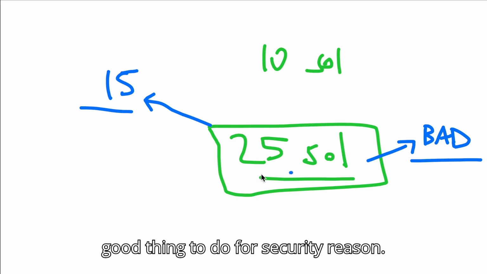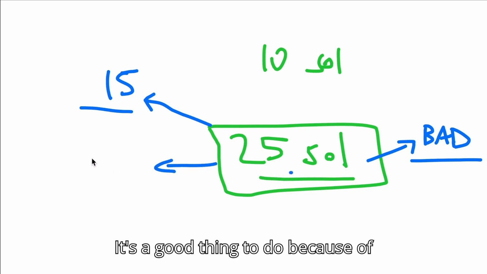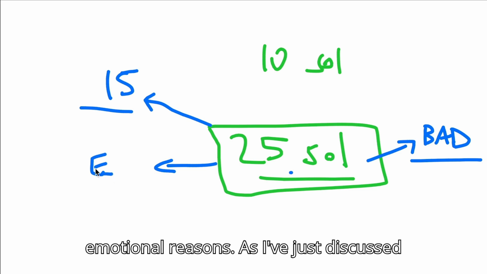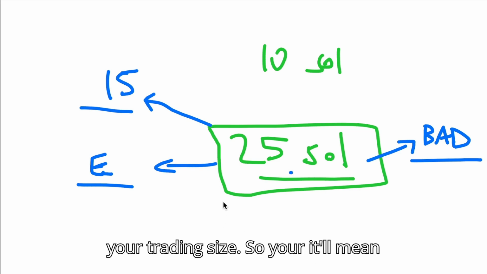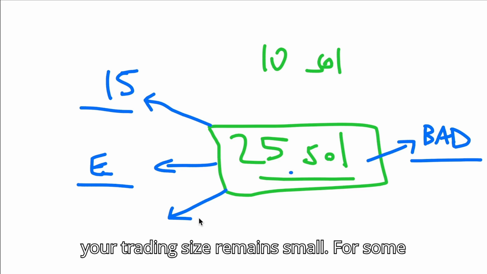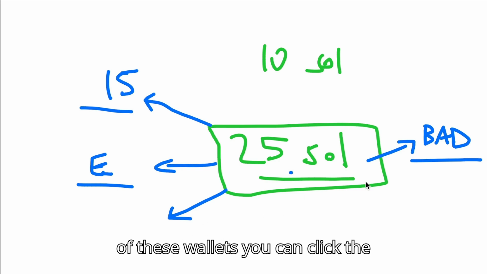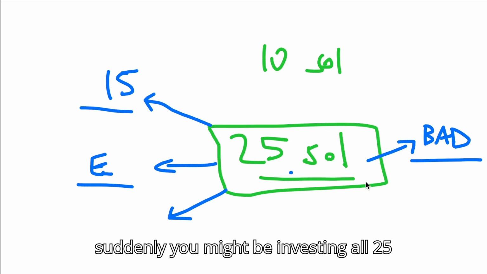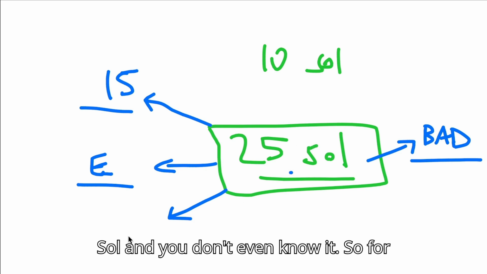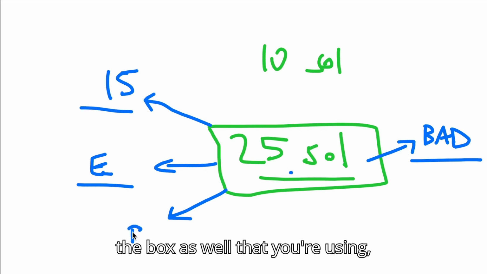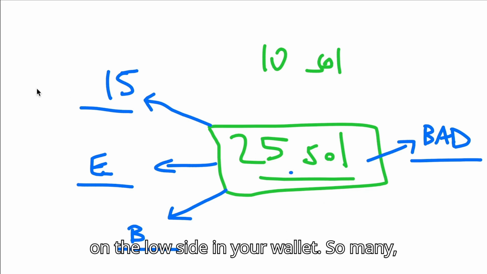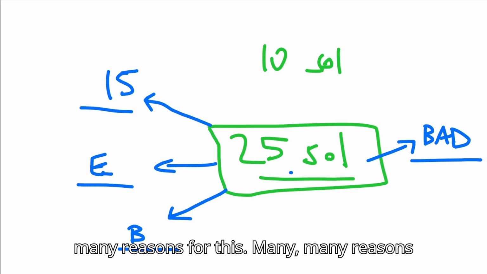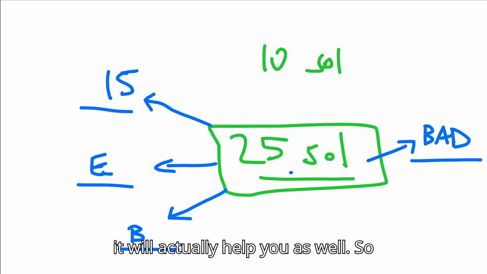That's a really good thing to do for security reasons. It's a good thing to do because of emotional reasons, as I've just discussed as well. And generally, it's good advice to protect your trading size, so it'll mean your trading size remains small. For some of these wallets, you can click the maximum button or the half button, and suddenly you might be investing all 25 sol and you don't even know it. So for the bots that you're using, sometimes it's helpful to keep that money on the low side in your wallet. Many reasons it will actually help you as well. So just keep that in mind.